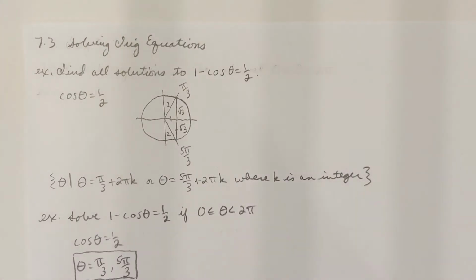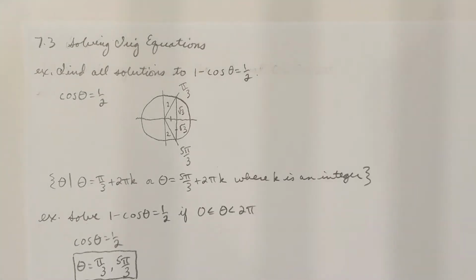I'm going to start section 7.3. In this section, we're going to be looking at solving trig equations, and I thought I'd just show you a bunch of examples where we're solving equations here. In the first example, I want to find all the solutions to 1 minus cosine theta equals 1/2.